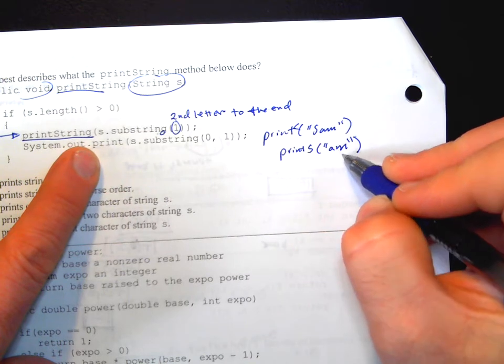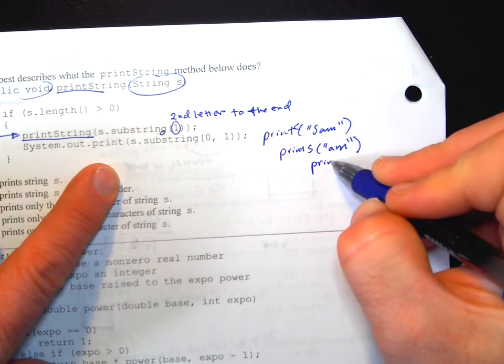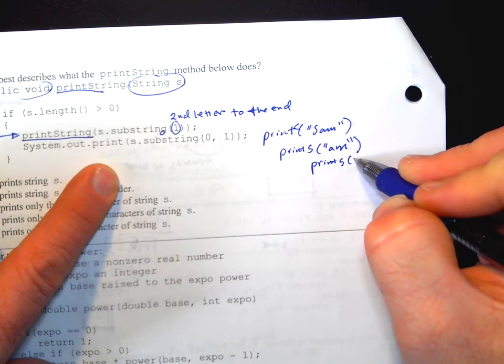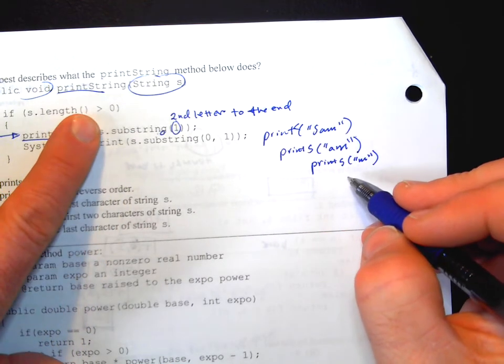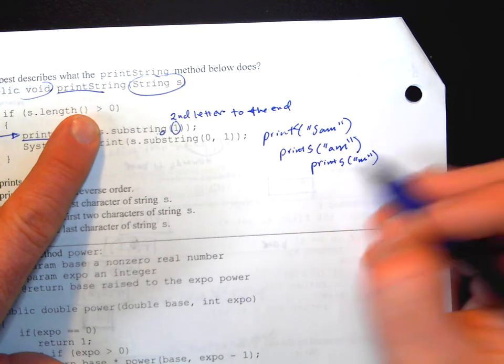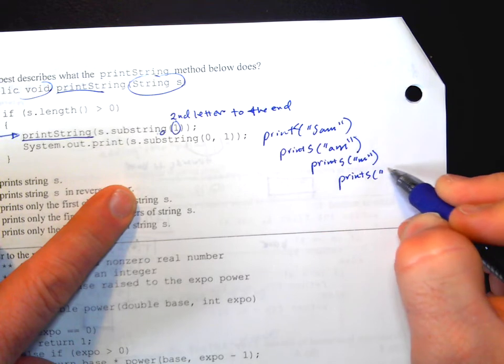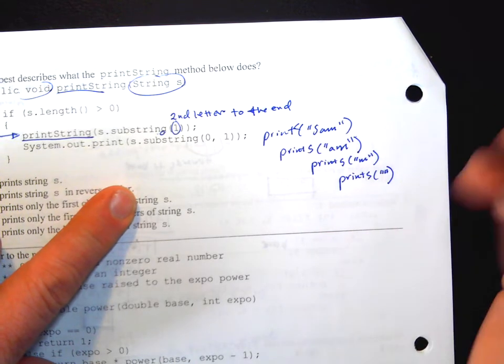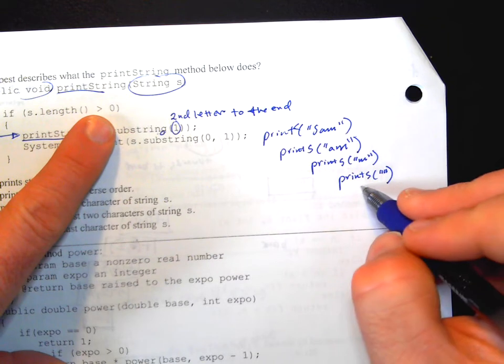And then it says, okay, well, is length bigger than 0? It is. So it's going to call print string again with the third letter to the end. Is the length of string bigger than 0? It is. It's 1. So it calls it again, print string, and then it's nothing, which is fine. It does that. Now, once it's no longer bigger than 0, then that's done.